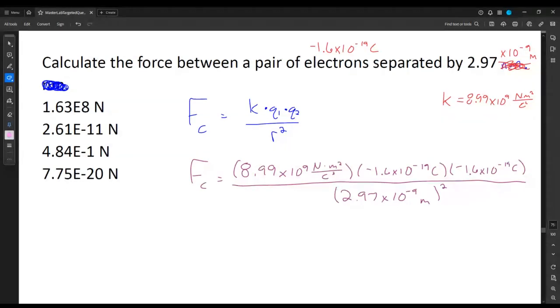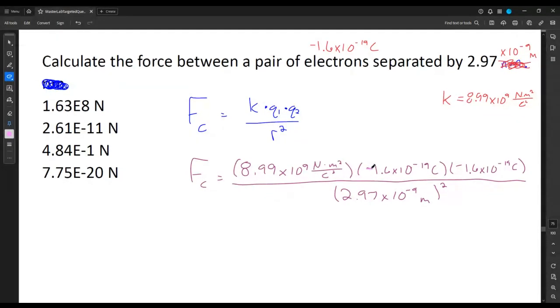Okay, so checking through the units, I want to stress the signs here and here while I'm going through this part, but we'll see that meters squared cancel meters here that get squared. Coulomb squared cancel with coulombs and coulombs, and only newtons are left.